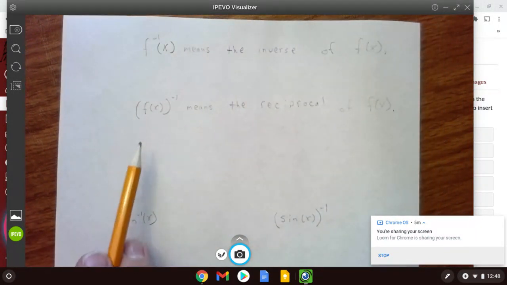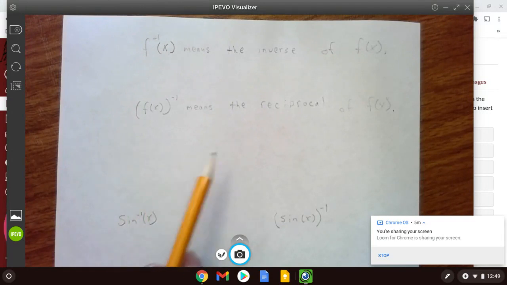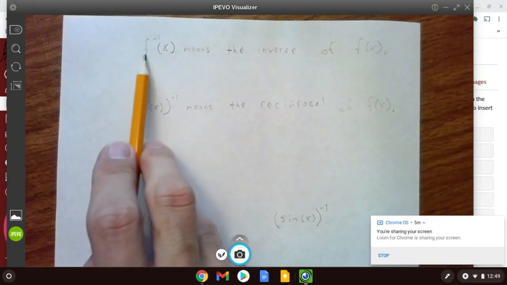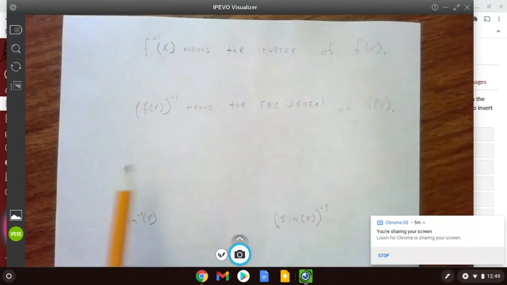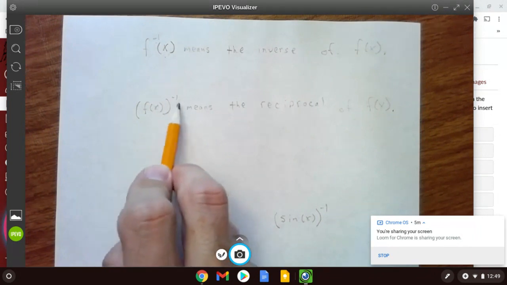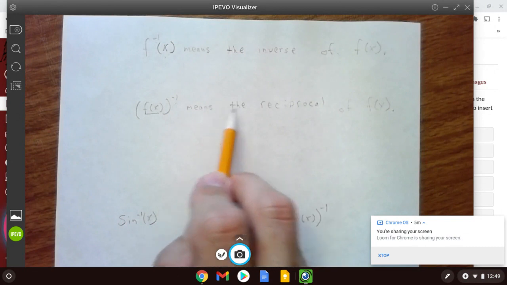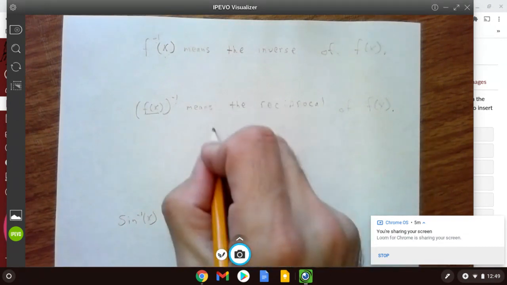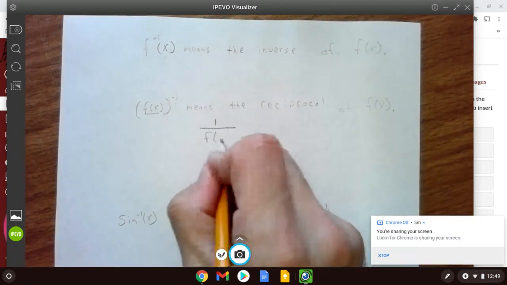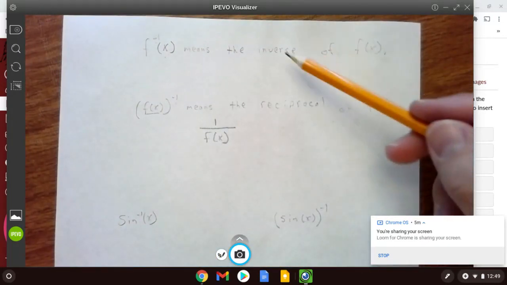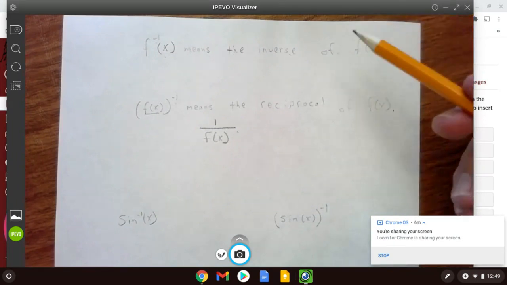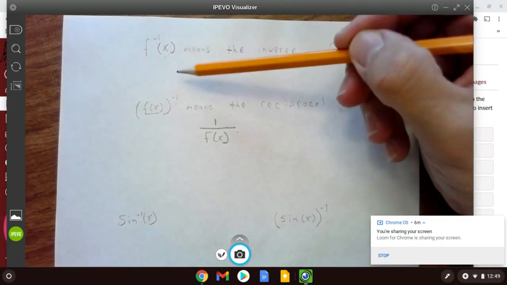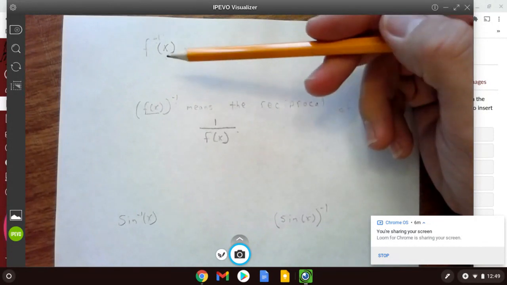There is some subtle notation that you need to know the difference between. This means f inverse of x, so it's the inverse of f of x. But whenever you have the whole thing raised to a -1 power, that means the reciprocal of f of x, which would be 1 over f of x. So the inverse and the reciprocal are different things, is what I'm trying to highlight here. But the notation is really similar. They both use a little -1 for it.